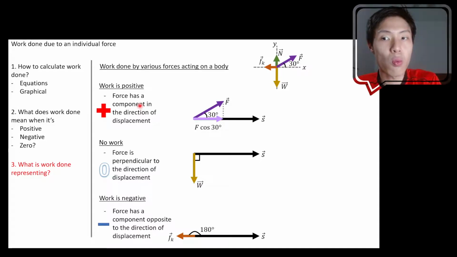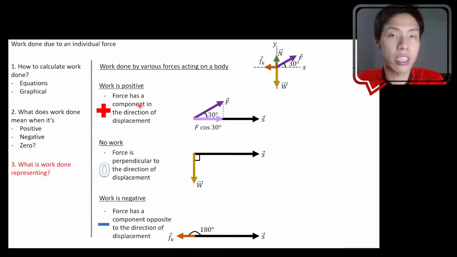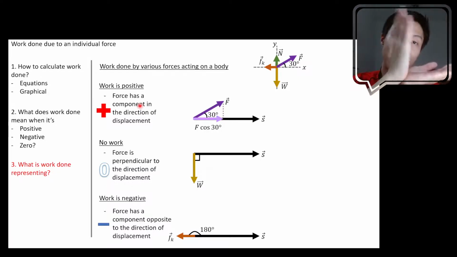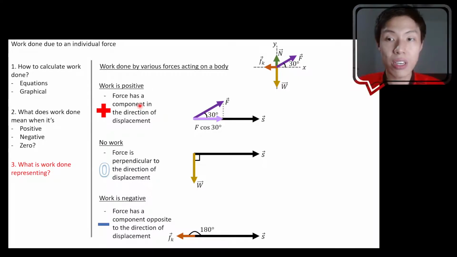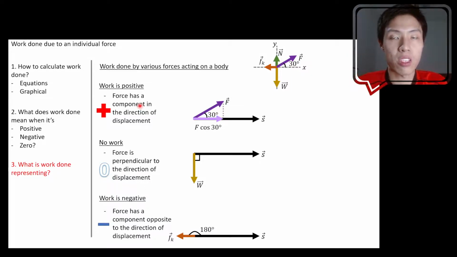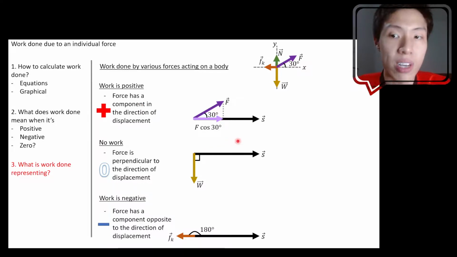What we mentioned is that work done is positive because the angle between the force and the displacement is less than 90 degrees. Therefore, it is positive. That's the cause. But what does it mean when the work done is positive? What does it mean when the work done is 0 or negative? This is what we are going to investigate now.